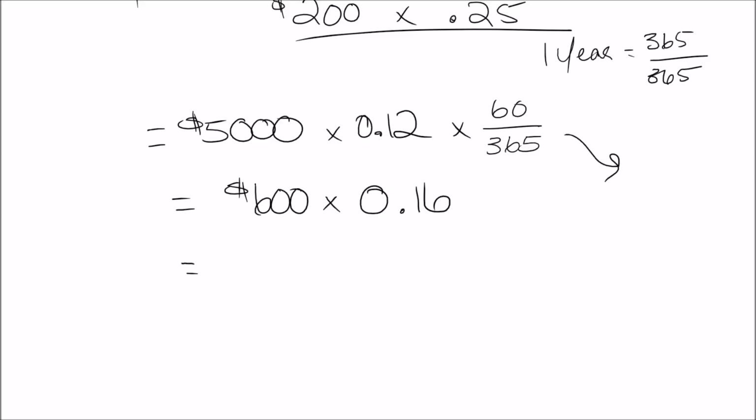Okay, so $600 times 0.16 works out to be $96, which is strange because the book does say something else. So if you get a different amount for that, please let me know in the comments. But as far as I'm concerned, we have a $96 interest gain on a 60-day investment.